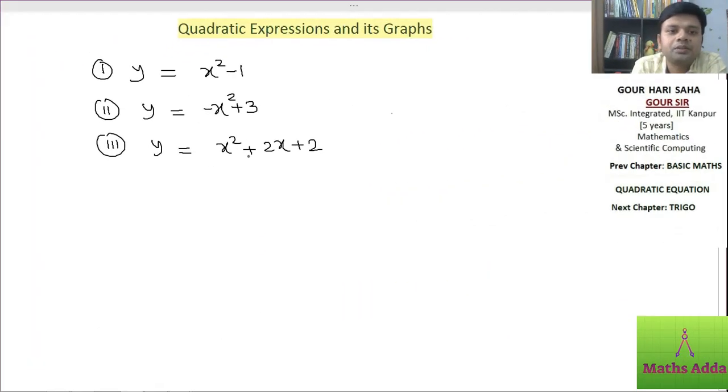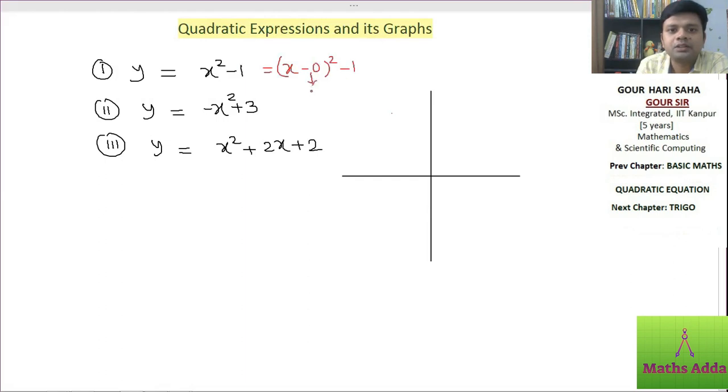So I have taken 3 expressions: y is equal to x square minus 1, second is y is equal to minus x square plus 3, and third is y is equal to x square plus 2x plus 2. Let us see how to plot these 3. If we can plot all these 3, this means we can plot any quadratic expression. So y is equal to x square minus 1, so it is what? It is (x minus 0) square minus 1.